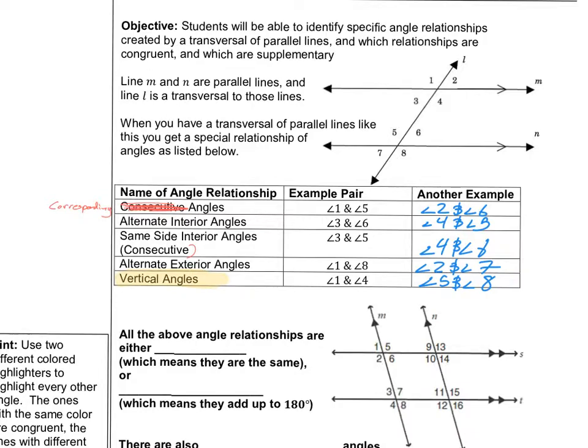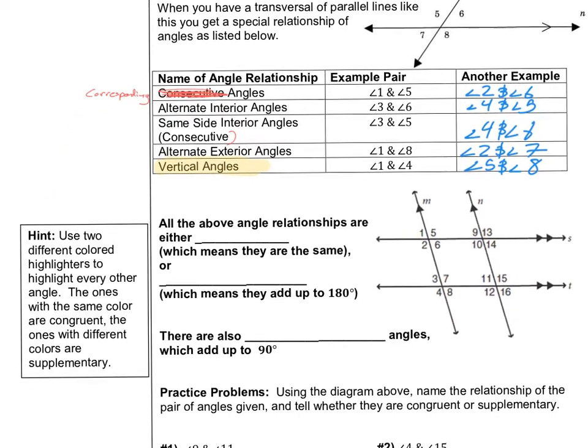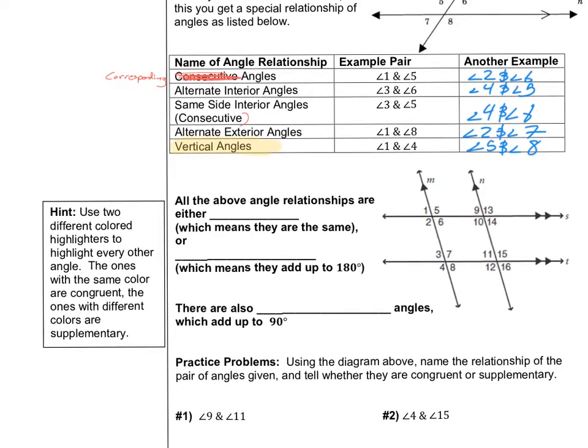Okay, now, all of these angle relationships are either going to be congruent. The symbol that we use for that is like an equal sign with a squiggly line above it. That means congruent, which means they're exactly the same. So if you see two angles that are congruent, that means they have the exact same size.